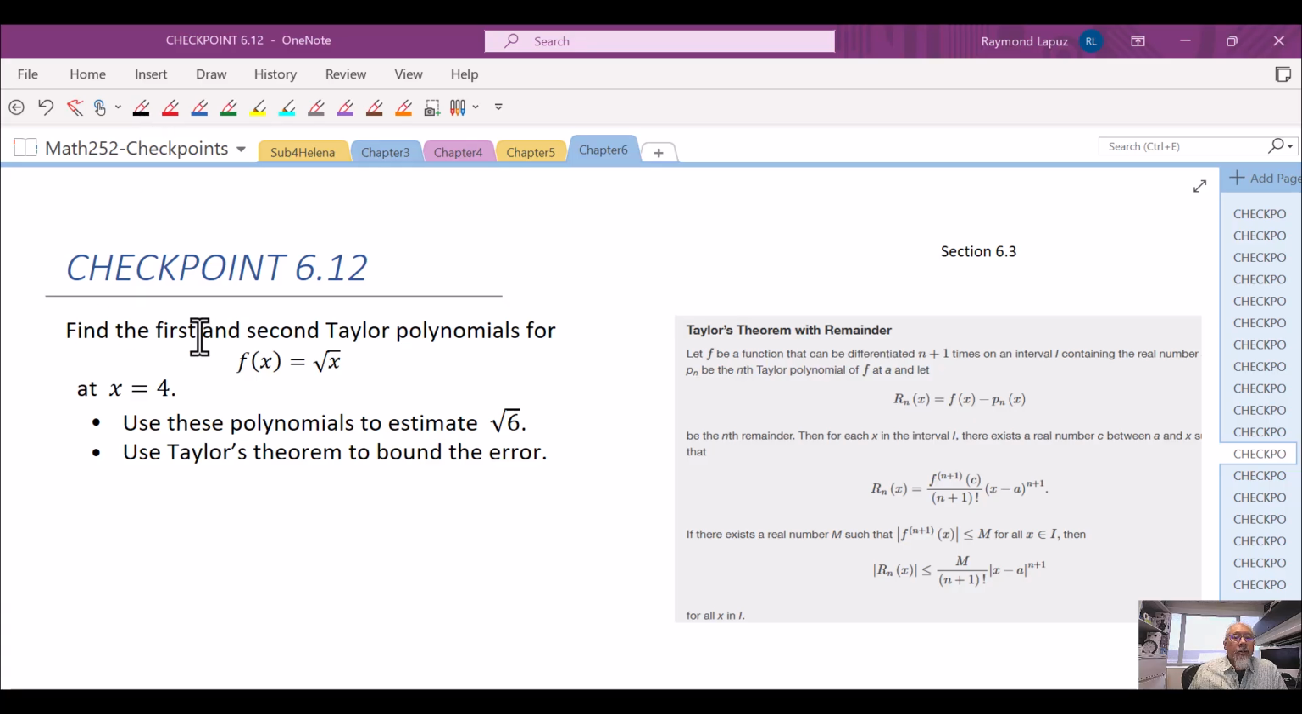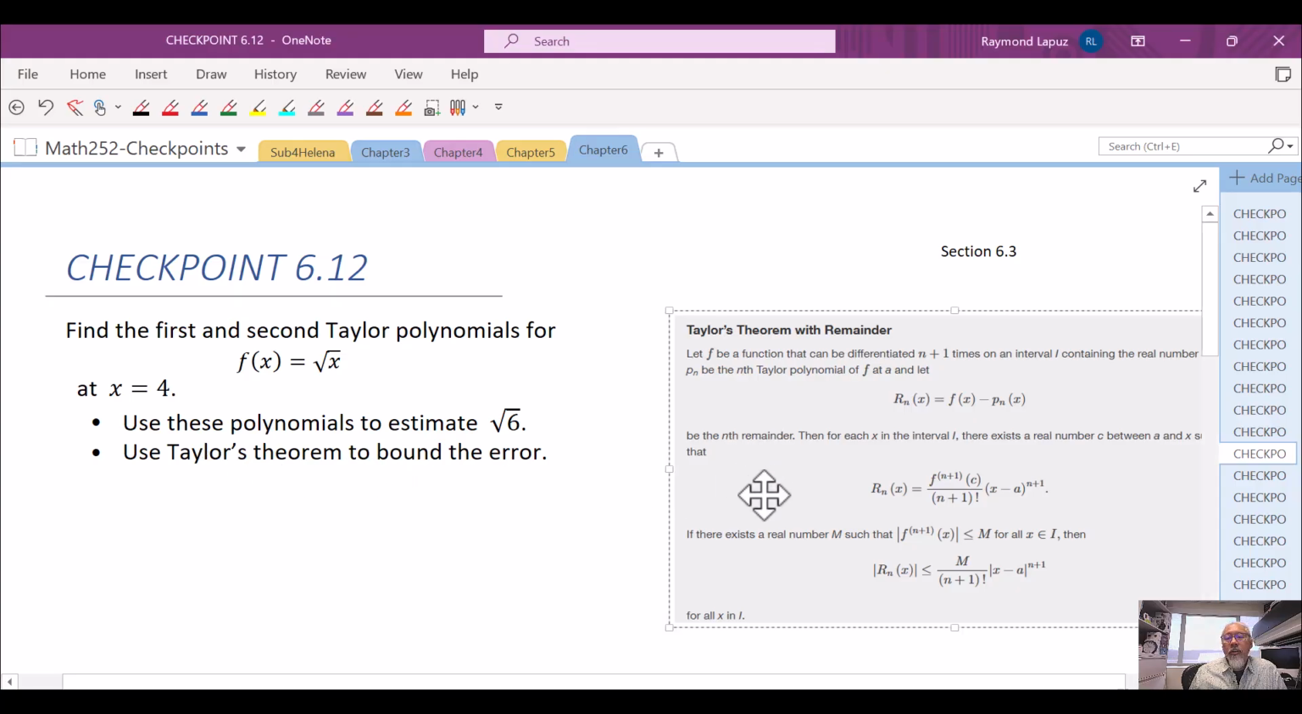In this video we'll be looking at checkpoint 6.12 from section 6.3. It says to find the first and second Taylor polynomials for this function f of x is equal to square root of x at x is equal to 4. And after that we want to use these polynomials to estimate the square root of 6 and then to use Taylor's theorem to bound the error.